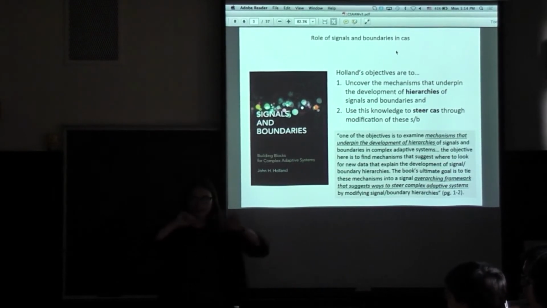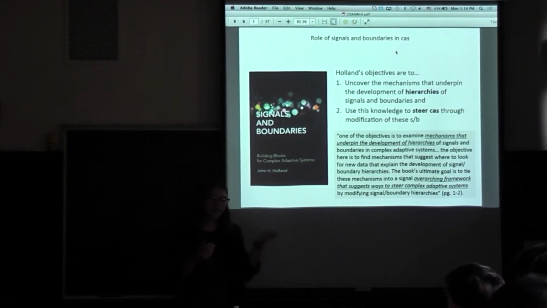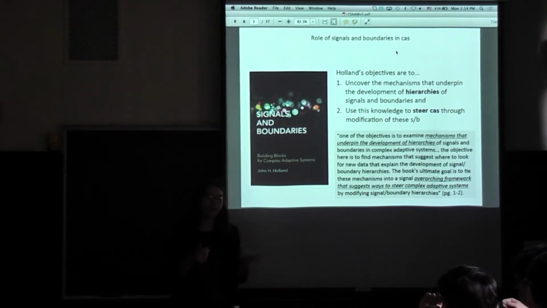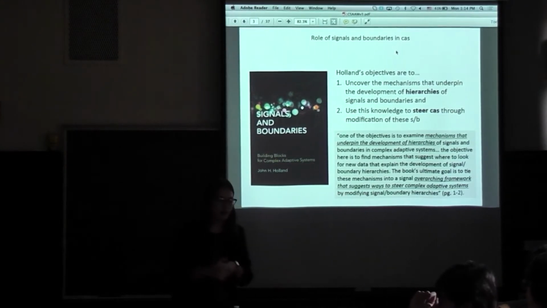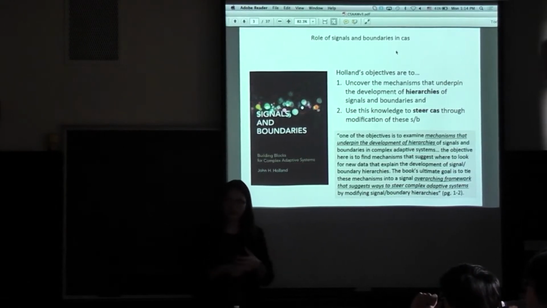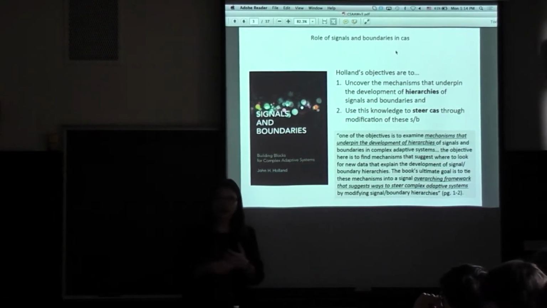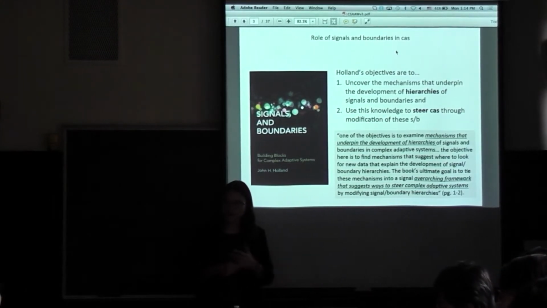first off, Holland's objectives, and please correct me if I'm wrong on any of this, are to uncover the mechanisms that generate development, that generate hierarchies and complex systems, and then to use this knowledge to help steer CAS, the modification of signals and boundaries. There's a large quote beneath that that says it in more detail, but what this book is trying to get at is to understand why and how hierarchies develop, and what studying signals and boundaries can tell us about that evolutionary process.